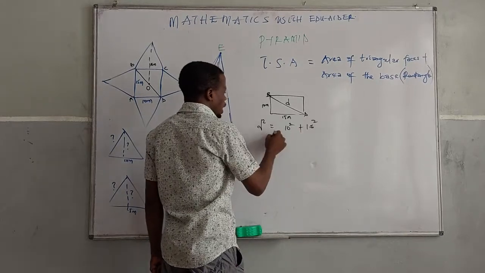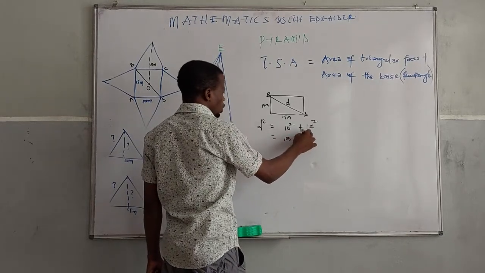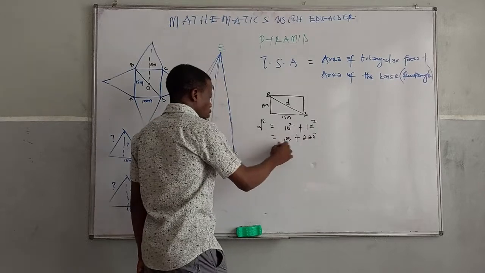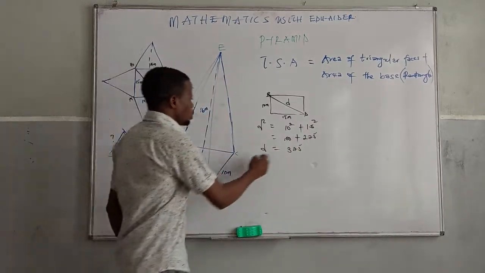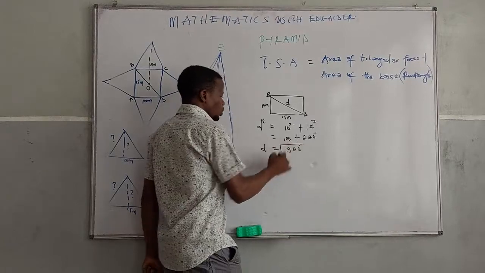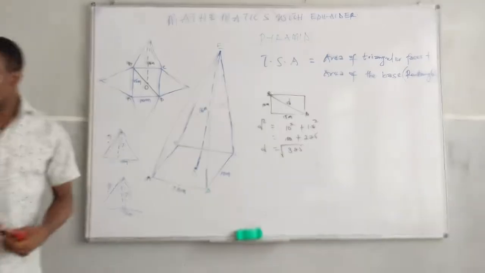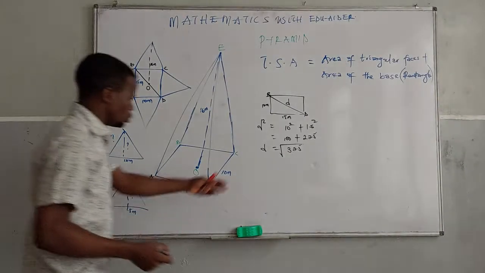15 squared. And that is 100 plus 225. That will give us 325. That is what D will be equal to. D will now be equal to the square root of 325, right? So what is the square root of 325?